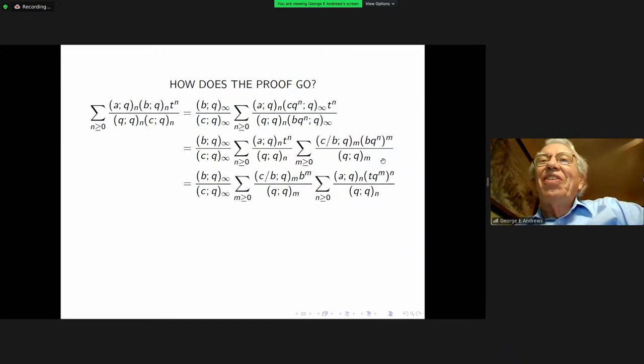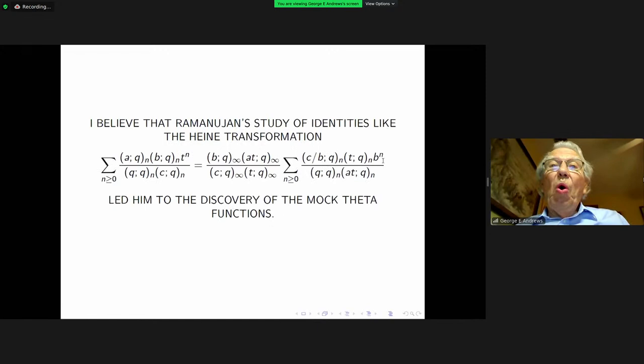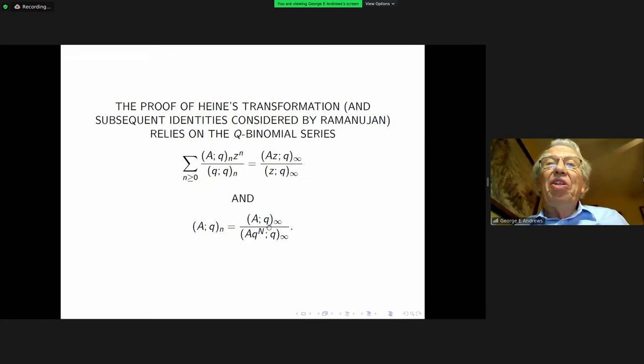The n sum is now another instance of the Q binomial series, so you can sum it into an infinite product by using the Q binomial series formula to take that infinite series into an infinite product. And now you see you have one of the infinite products related to the expression that you see at the bottom of the screen here.